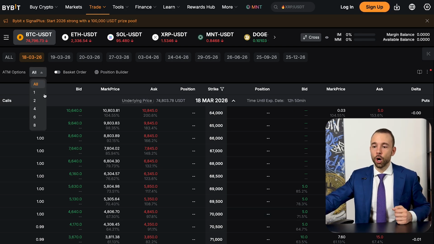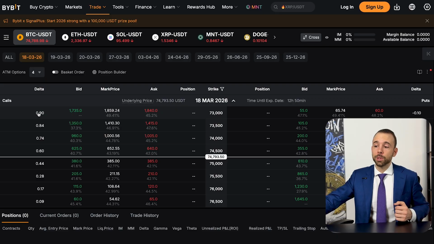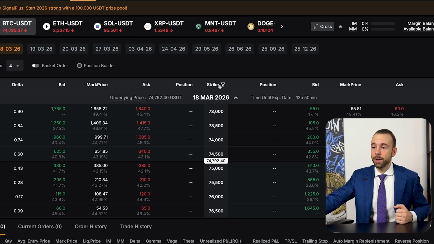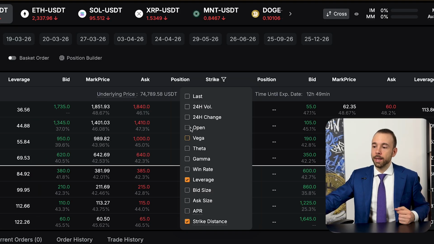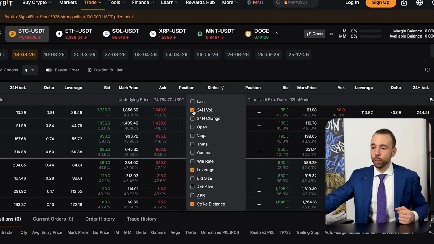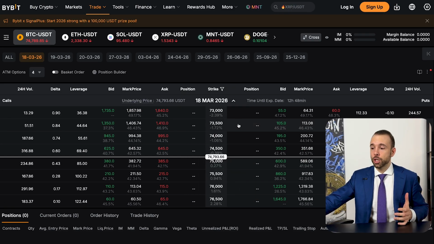Also I can make the option chain smaller. And if I would like to add different columns, I have to click on this button. And here I can select everything that I would like to add on my option chain. For example, I can add leverage and, let's say, 24 hours volume. And here we can see the same structure of the option chain.